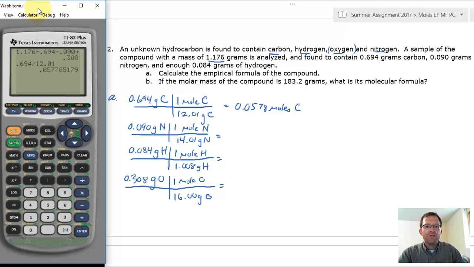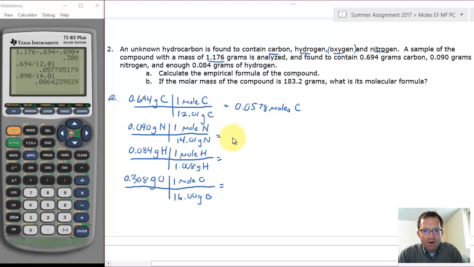Okay, so the nitrogen conversion, I have 0.090 divided by 14. That comes out to be 0.0064 moles. And again, I'm going to round that off because 0.090 has just 2 digits. This has just 2 digits. Okay, take those off for clutter's sake.